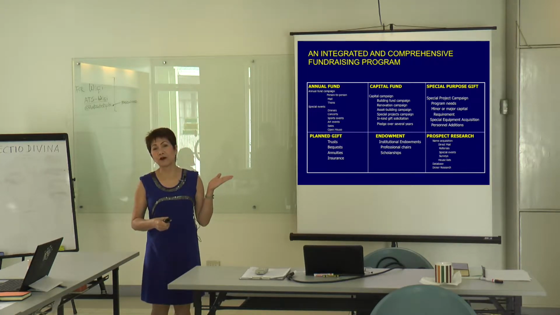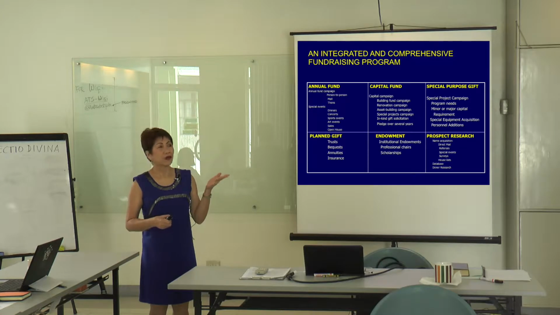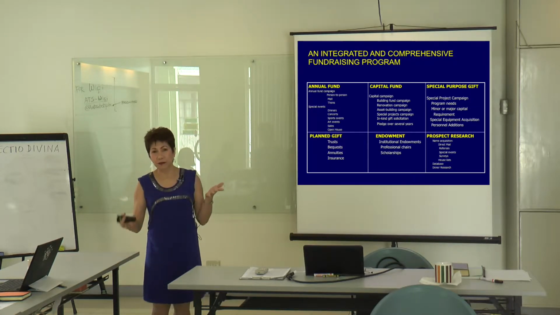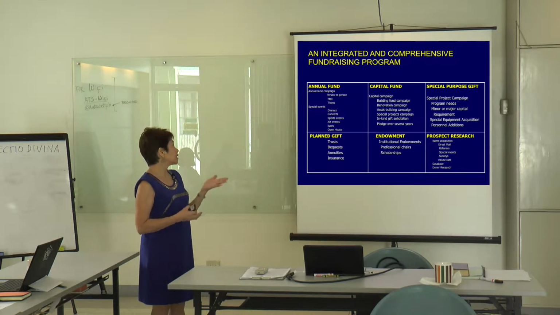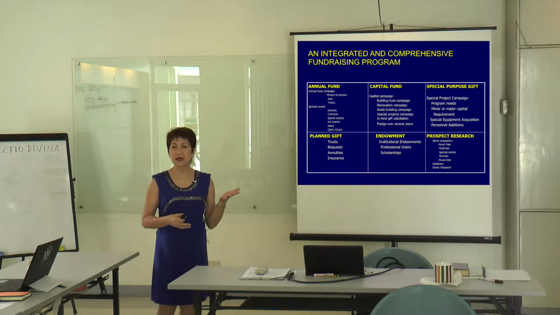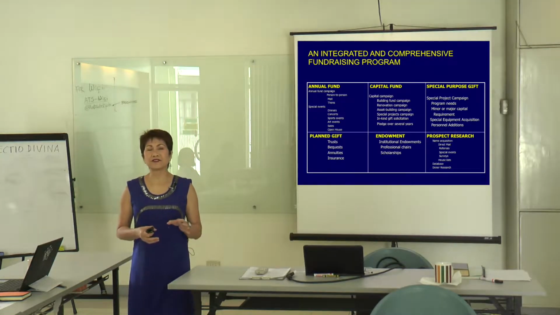This can be in the form of building fund, renovation, asset building campaign, special projects campaign, in-kind solicitation, and pledge over several years. Because some people, like the example I gave you for Campus Crusade, in their pledge campaign for $1 million, it will be over their lifetime, giving over their lifetime, $1 million for Campus Crusade.